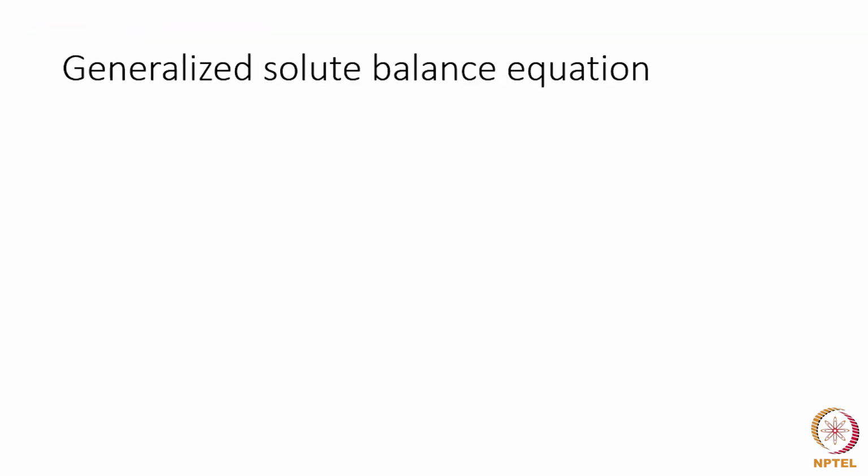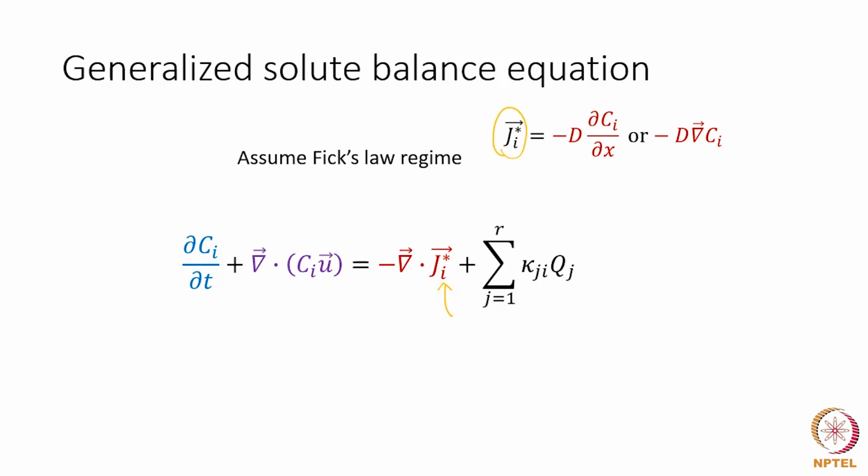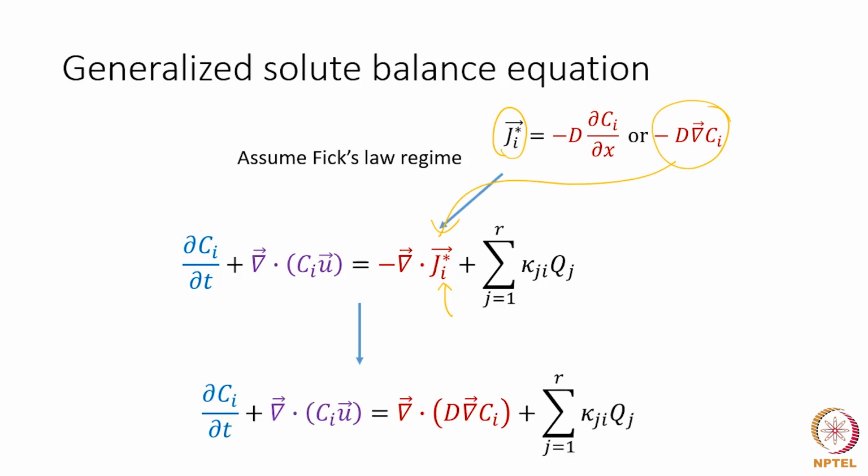So the generalized solute balance equation that we had written earlier in terms of the diffusional flux can now be written, assuming that the Fick's law regime is applicable. We write that the diffusional flux of species i is related to the concentration gradients, and we can then substitute that quantity here, and we will write the equation as follows.